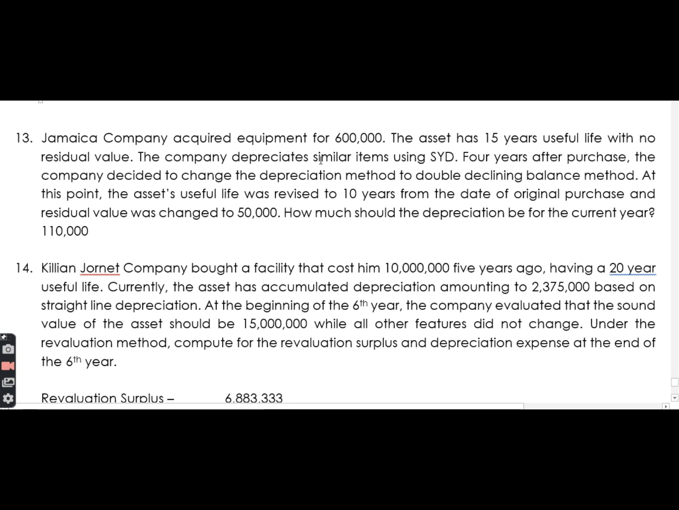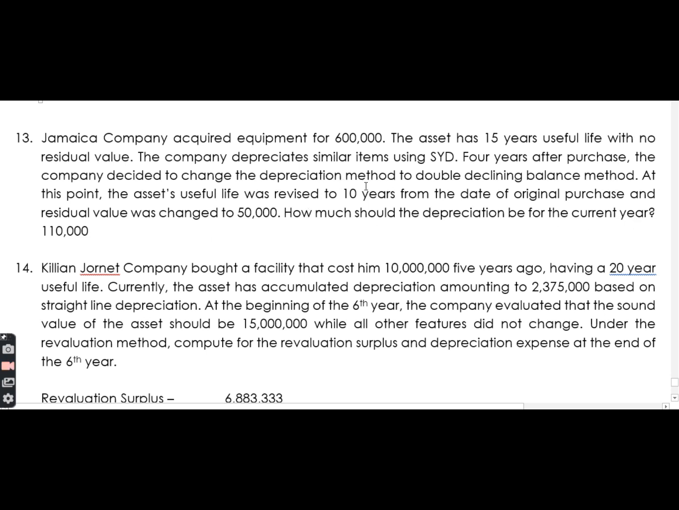So, Jamaica Company acquired equipment for 600. The asset has 15 years useful life with no residual value. The company depreciates similar items using SYD. Okay? 4 years after purchase, the company decided to change the depreciation method to double declining balance method. At this point, the asset's useful life was revised to 10 years from the date of original purchase and the residual value was changed to 50. How much should the depreciation be for the current year?